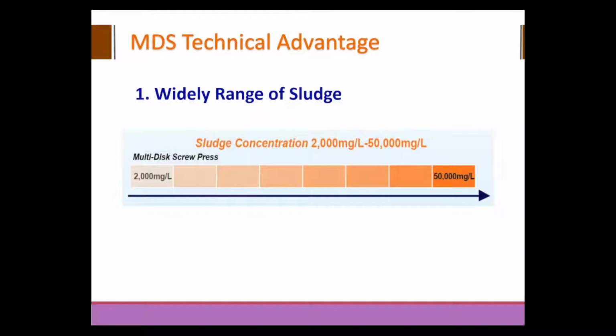Now, let us share with you all these MDS technical advantages. So the first one is a wide range of sludge. It can be widely used in municipal sewage, food, slaughtering, printing, dyeing, oil chemical industry, paper making, pharmaceutical, and other industrial sludge dewatering. Exclusive pre-concentration design, capable of sludge concentration of 2000 mg per liter up to 50,000 mg per liter. So highly suitable to various high and low concentration, including the oily sludge.